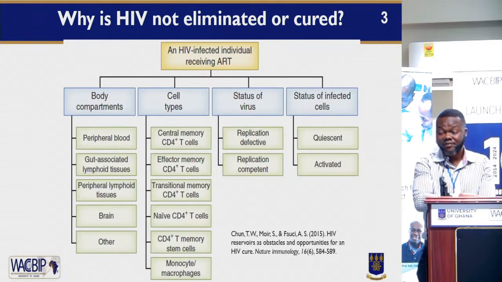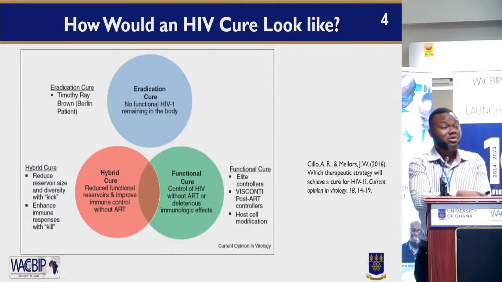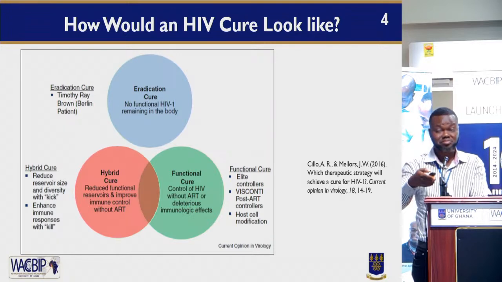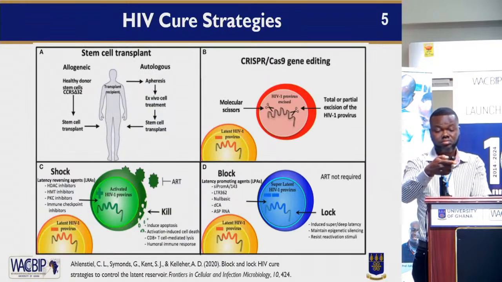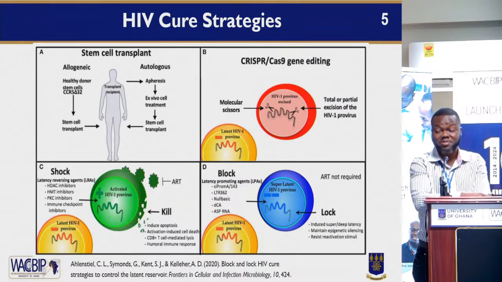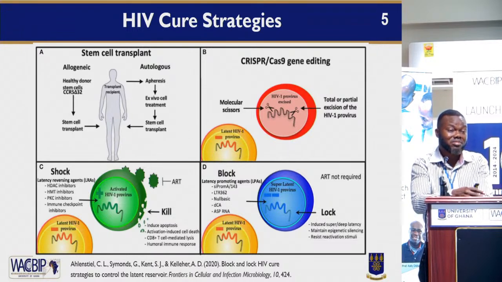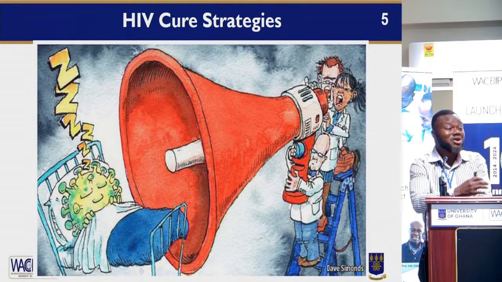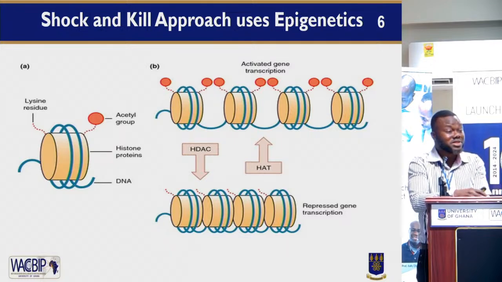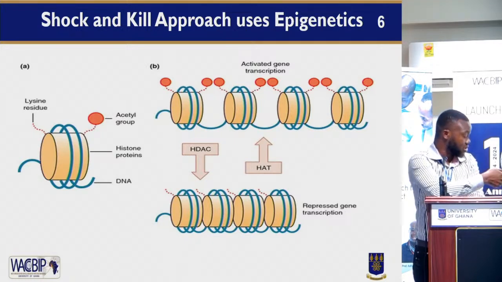And even if we're talking about cure, how does the virus persist? Then we have stem cell donors, and we can also talk about the shock and kill. So kick the virus to come out from the system, and then we find the molecular mechanism of the shock and kill. So shock and kill is an epigenetic approach.